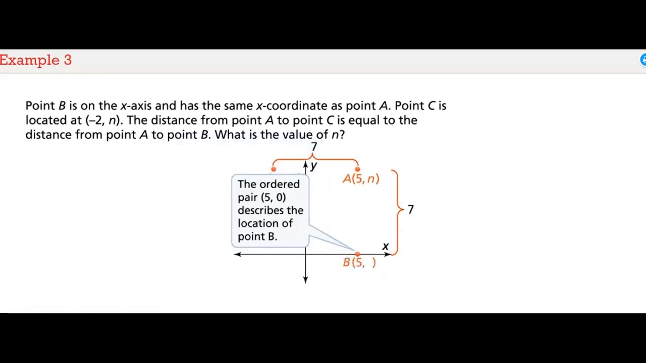The ordered pair, 5, 0, describes the location of point B. The difference of the y-coordinates of point A and B is 7. So, n is equal to 7.